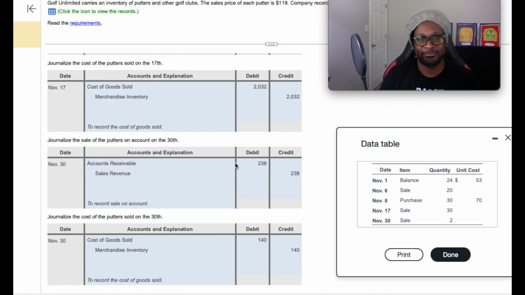Well done, gang. So there you have it. A very thorough illustration of how to properly utilize the FIFO method and make the proper journal entries for the transactions.